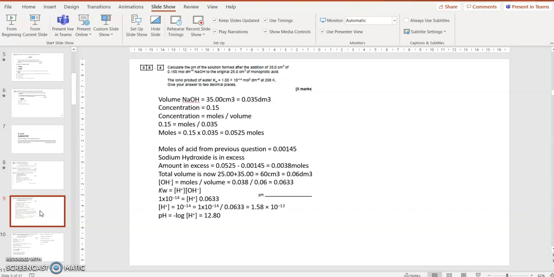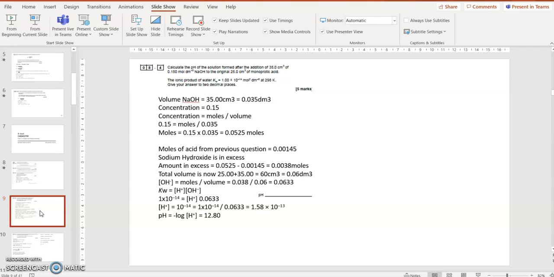Calculate the pH of a solution formed after the addition of 35 centimetre cubed sodium hydroxide to the original 25 centimetre cubed of monoprotic acid. Monoprotic acid is something like HCl, where 1 mole of the acid makes 1 mole of H+. Unlike diprotic acid, like sulfuric acid, where 1 mole of the acid makes 2 moles of H+, it dissociates. Volume of sodium hydroxide, I've got concentration, so clearly it wants me to work out from those two values the number of moles. Concentration is moles divided by volume, so moles of sodium hydroxide is 0.0525.